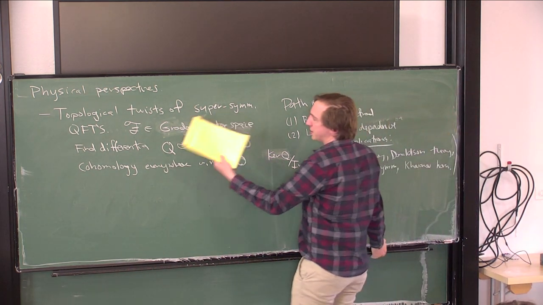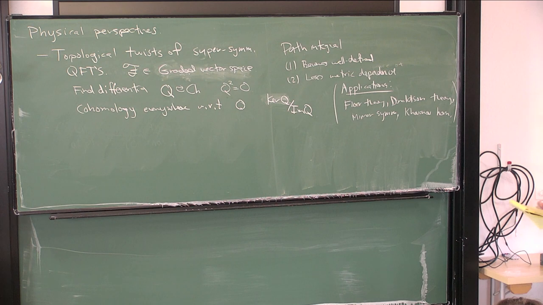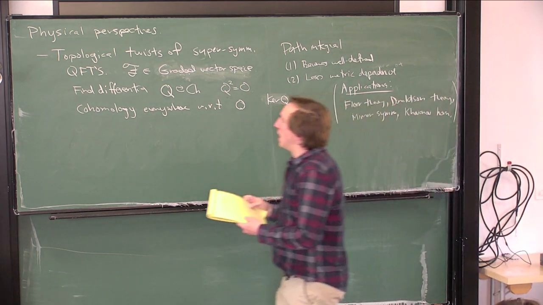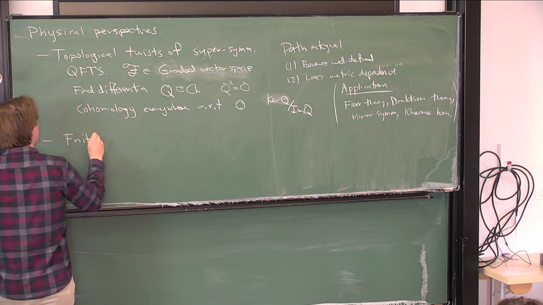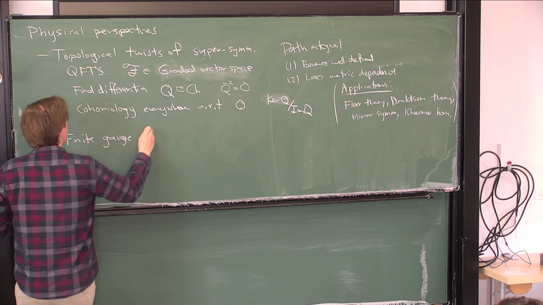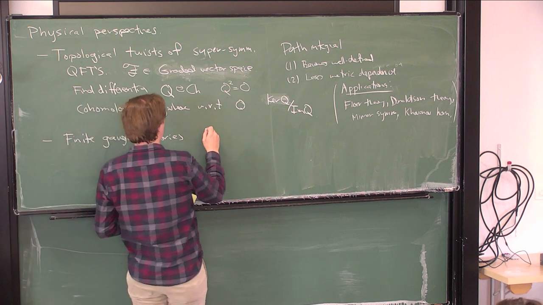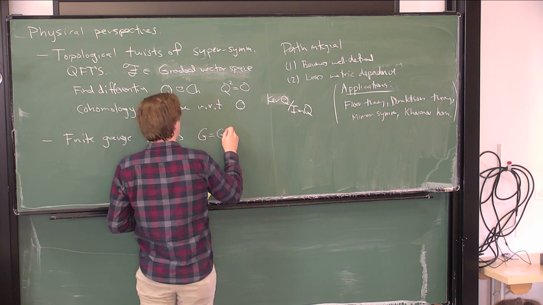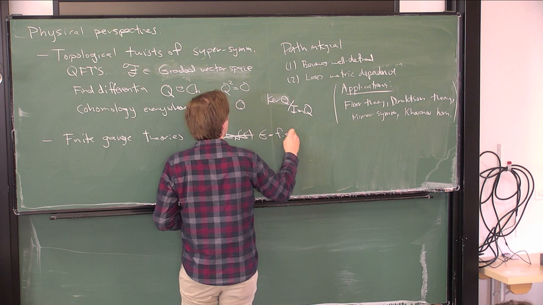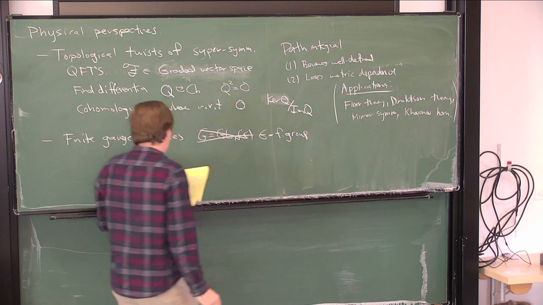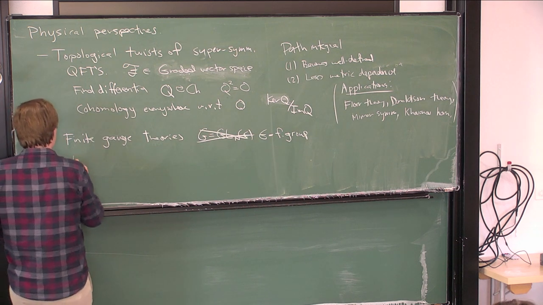So maybe I should mention, even these supersymmetric QFTs, their mathematical formulation is not completely well known. So another thing that we could do is look at finite gauge theories, where instead of some group G, like GL_N or something, we take G to be a finite group. And there we can make perfect sense of everything in the path integral because everything becomes a finite sum.